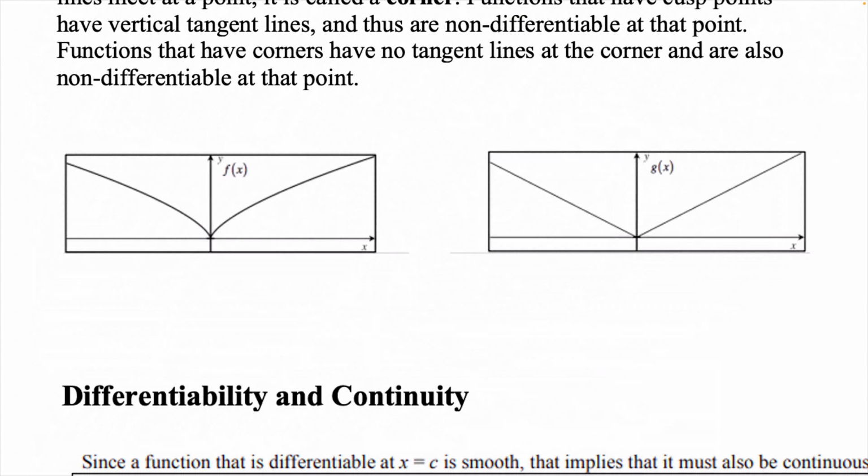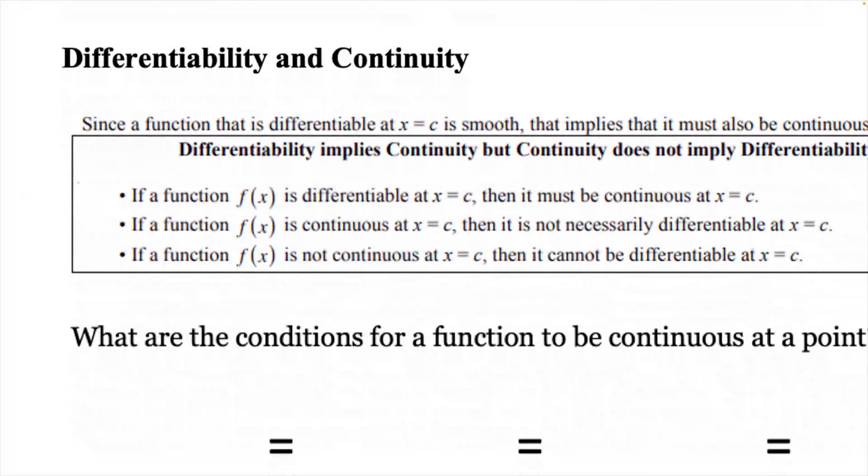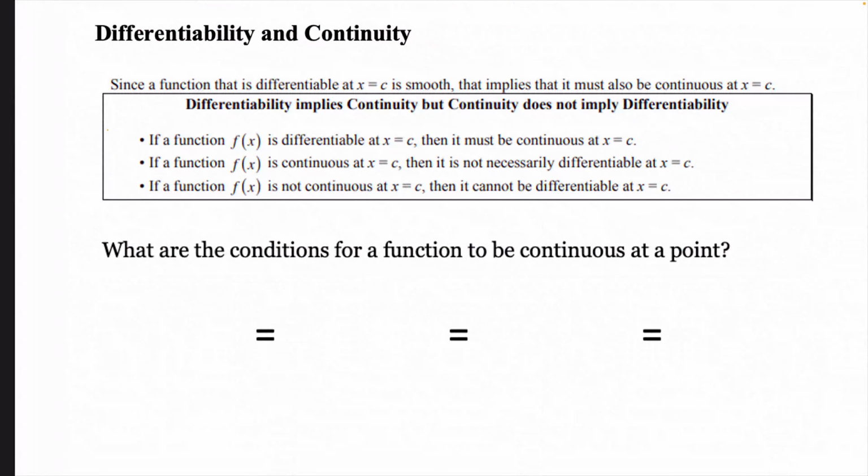If I'm going to draw, I don't have to pick up my pencil once. There's no holes, there's no asymptotes, there's no jumps anywhere. But they're not differentiable anywhere. At 0, there's a sharp turn. So just because something is continuous does not mean it is differentiable. Okay? And then the last one, if it's not continuous, it definitely can't be differentiable either.